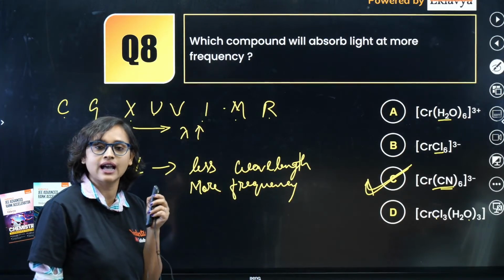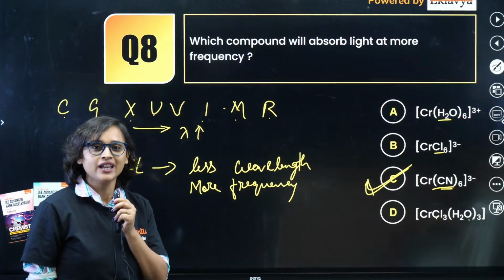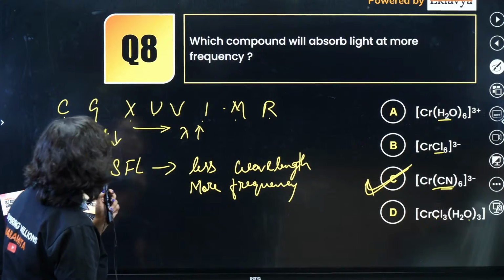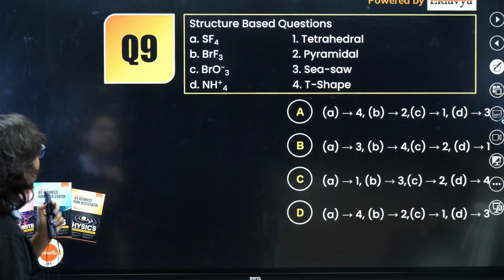Make sense, guys? Now where have we reached? 8 4s are 32, plus 32. Are we getting plus 32? Awesome. Amazing. Chalo, moving on to the next question, everybody.